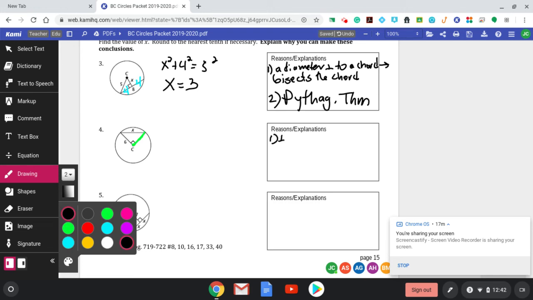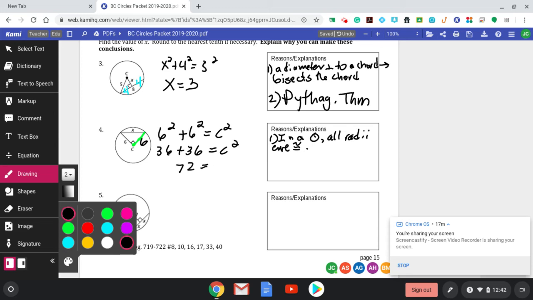So in a circle, all radii are congruent. Meaning if one radius is 6, they're all 6. And now I can do a little Pythagorean theorem. So I can say 36 plus 36 equals c squared. 72 equals c squared.